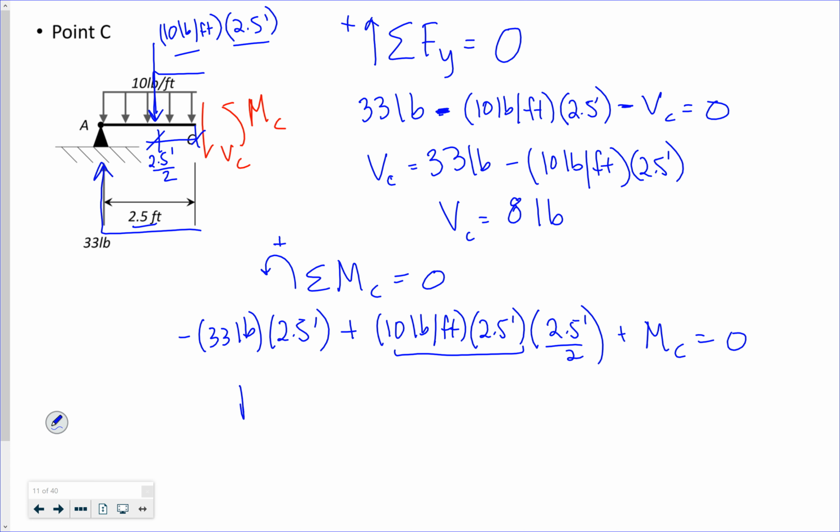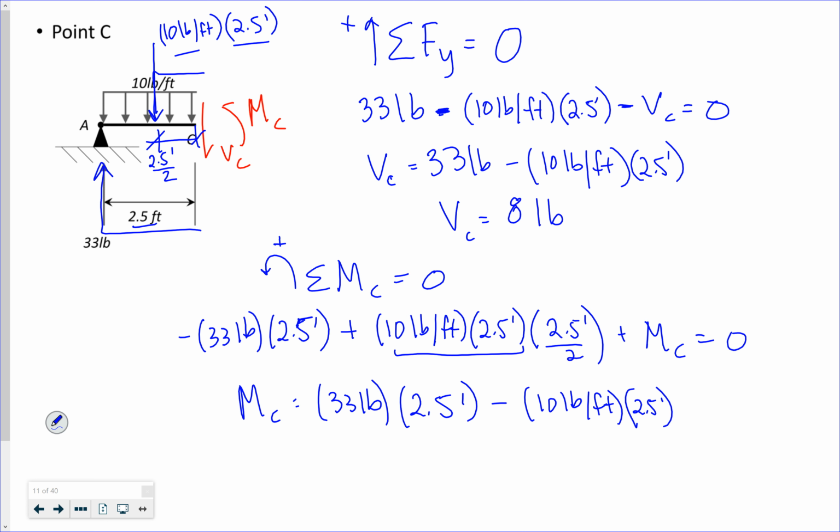So I solve for my moment at C. I got 33 pounds times 2.5 feet. Right, that's a 5. It kind of looks like a 3. Minus 10 pounds per foot times 2.5 feet, times 2.5 feet over 2. If you wanted to already resolve that and make that equal to 25 before you put it in the equation, that's fine.